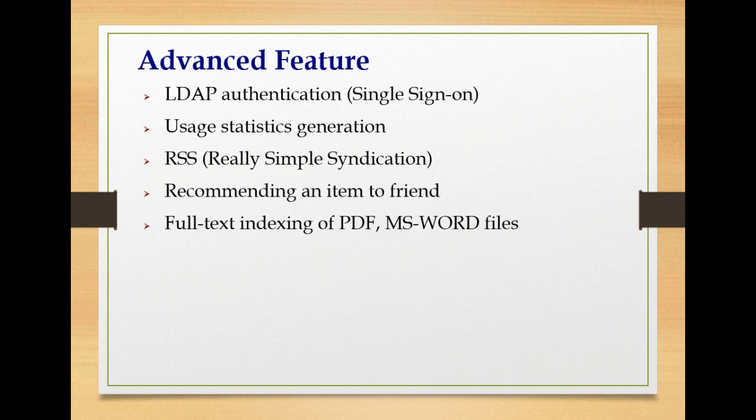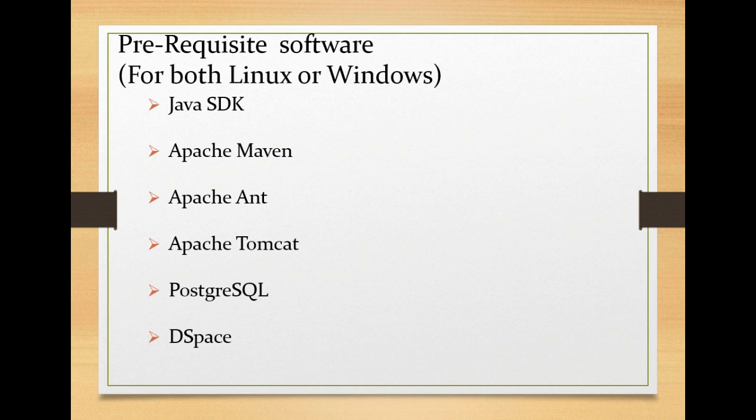And these are the prerequisite software. If you are going for Linux or Windows, both need the Java Standard Development Kit, Apache Maven, Apache Ant, Apache Tomcat, PostgreSQL, that is your RDBMS, and DSpace, that is the software. So these six software you need to have before you proceed for installation or setting up your institutional repository. In another video I have already explained how to install all these.